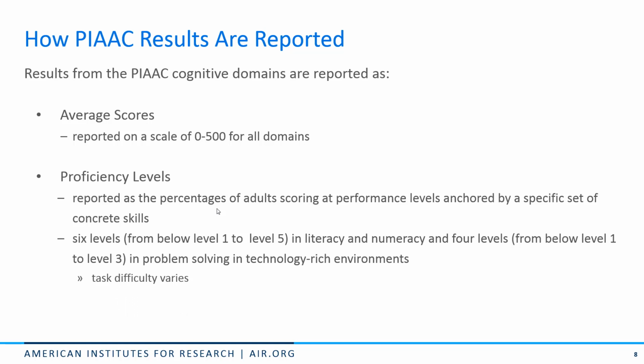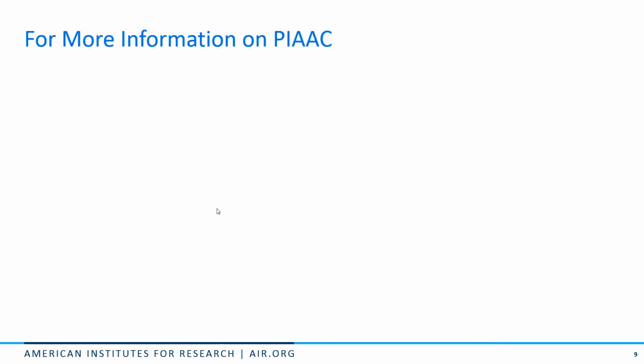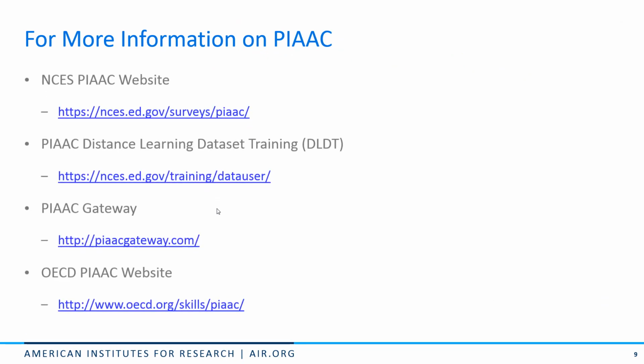Tasks vary in difficulty. For example, tasks at below level 1 in literacy may involve locating a single piece of specific information, while tasks at level 5 may require searching for and integrating information across multiple dense texts. For more information about PIAAC, check out the links on this slide.